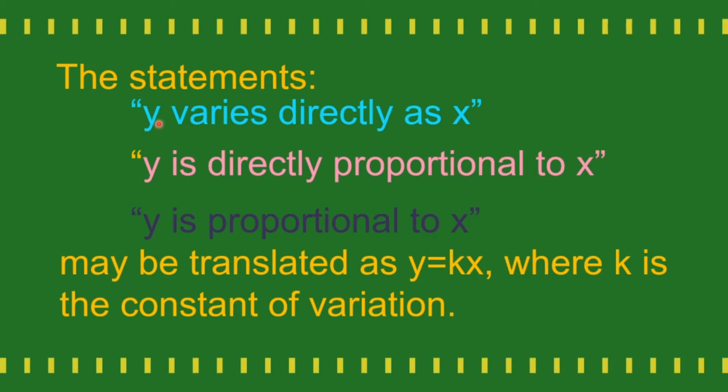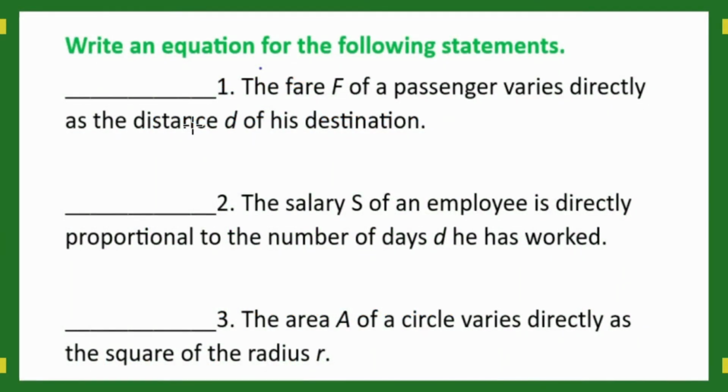In here, the variables used are Y and X. So sabi niya, Y varies directly as X, meaning as the value of X increases, the value of Y also increases. So habang tumataas yung value ni X, tumataas din yung value ni Y. Similarly, as X decreases, the value of Y also decreases. So pare-pareho lang to, varies directly, directly proportional, and proportional. This is an example of direct variation. Let's have this. Write an equation for the following statements.